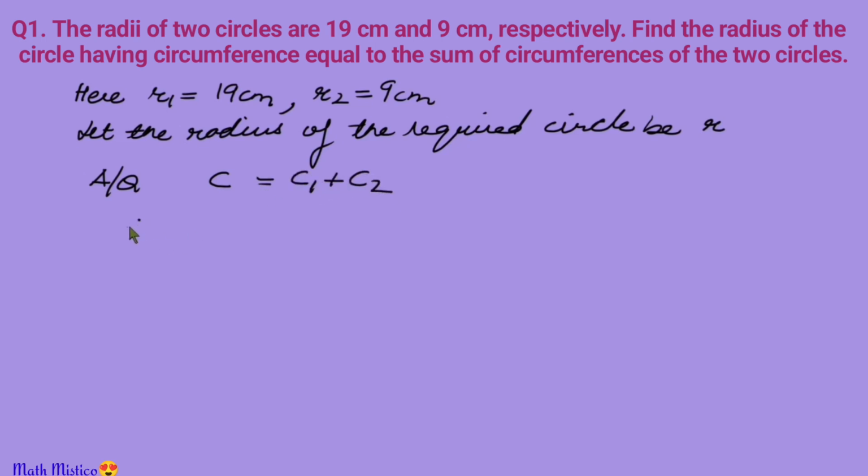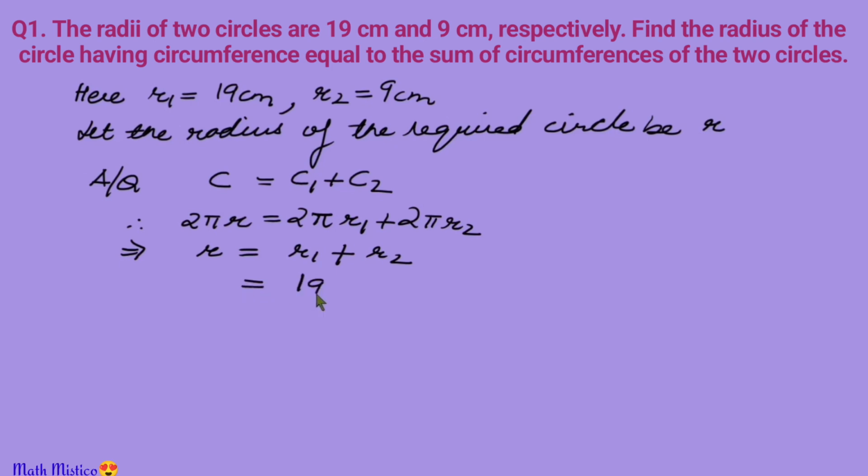Using the formula C equal to 2 pi r, the circumference of the first circle is 2 pi R1, second is 2 pi R2 and third is 2 pi R. If you carefully observe this equation, we have 2 pi multiplied with each term here. So we can simplify it further by dividing each term by 2 pi and we get R equal to R1 plus R2. It's 19 plus 9 equal to 28 centimeter. Wasn't it easier? So try this method in other questions also.